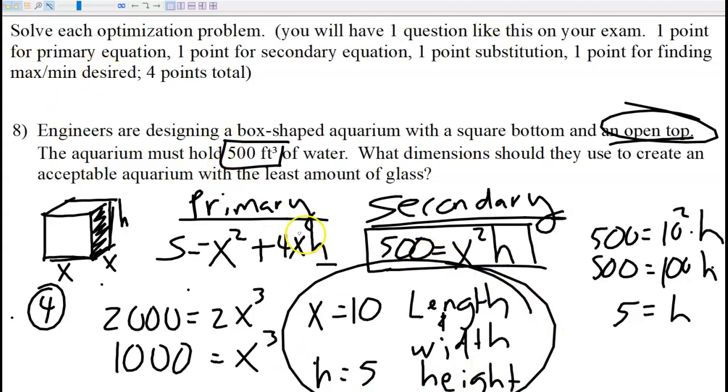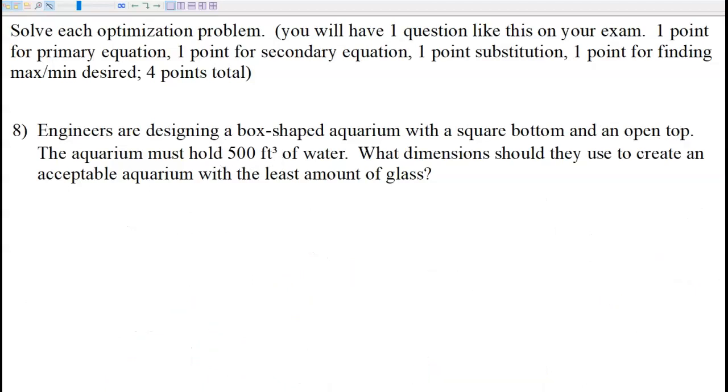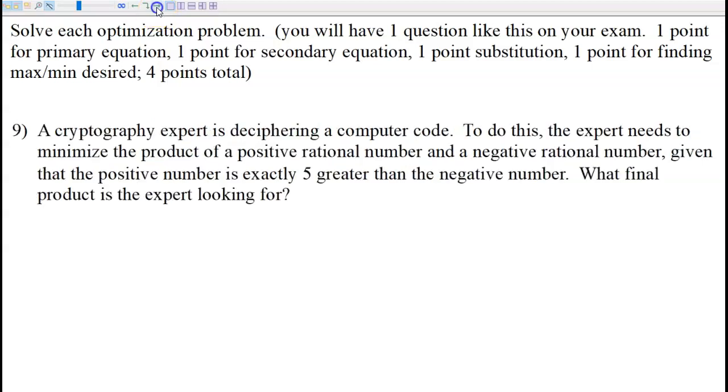So 1 point for primary, 1 point for secondary, 1 point for substitution, and then working out your answer to get to the end is your final answer. You got to show all your work, of course, but that's how I'll be distributing the points. That's one type of optimization problem you might receive. Or you might get this one.